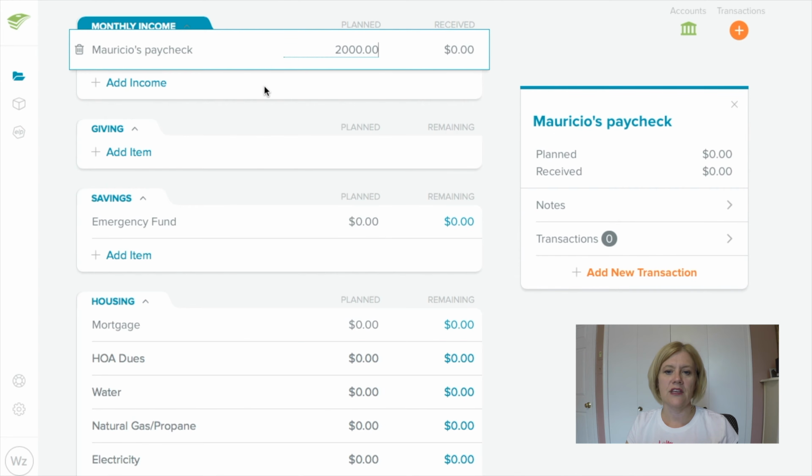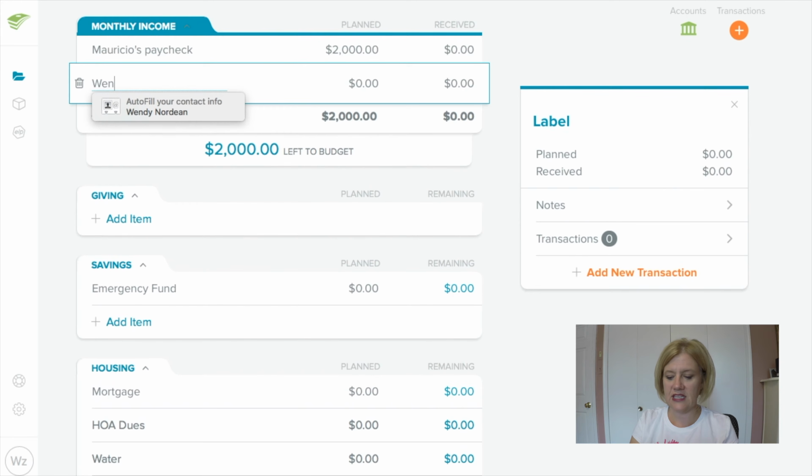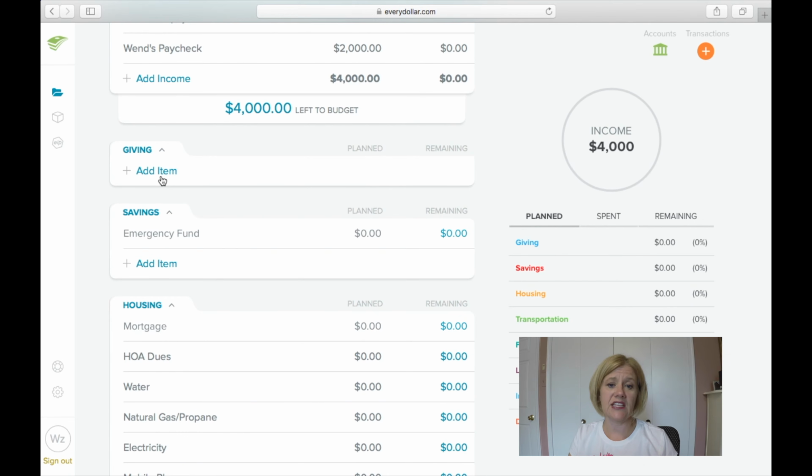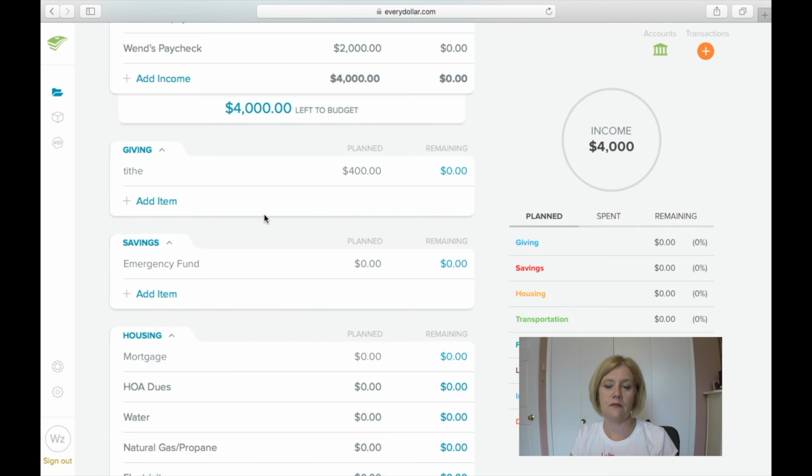$2,000, okay? So then we add income and Wendy's paycheck, $2,000. I'm going to add in a 10% charitable giving. So in this particular scenario, our charitable giving will be to a tithe, and that will be $400 because 400 is 10%.